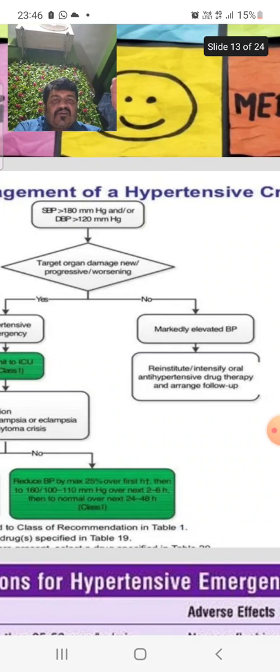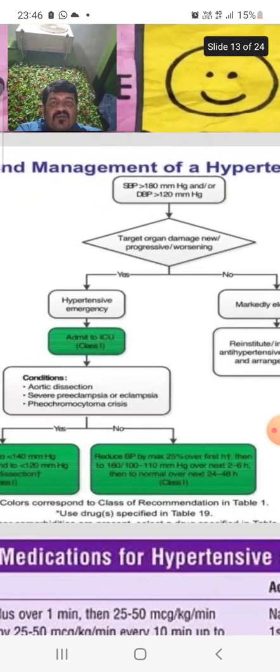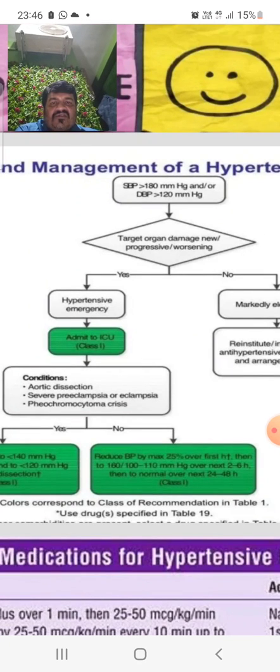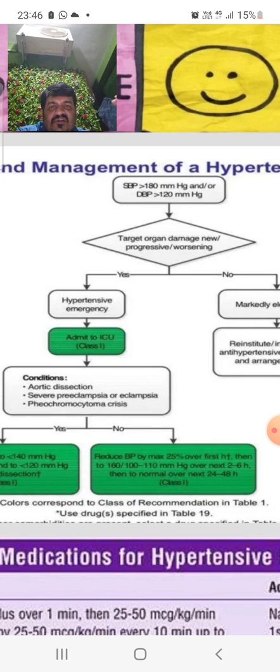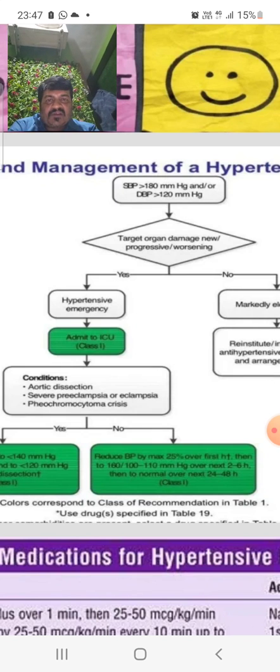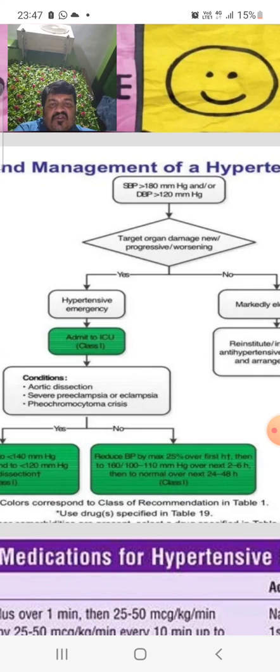अगर आपका markedly elevated BP है, then at that time re-initiate intensely the oral antihypertensive drug therapy and arrange follow-up. It is important. But if you are getting the hypertensive emergency, then admit in the ICU and start the treatment; this is a class 1 level. Admit in ICU, and the conditions जिसमें आप इसमें देख सकते हैं, उसमें severe preeclampsia और eclampsia वाले patients हो सकते हैं. Second is aortic dissection, which will lead to such high pressure, and the pheochromocytoma crisis.